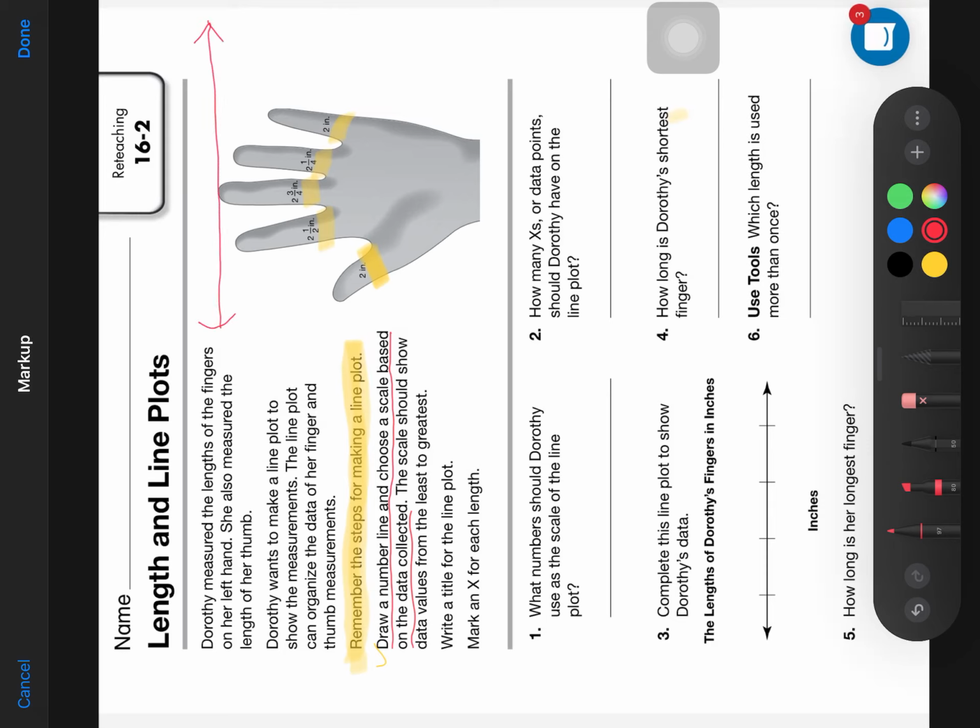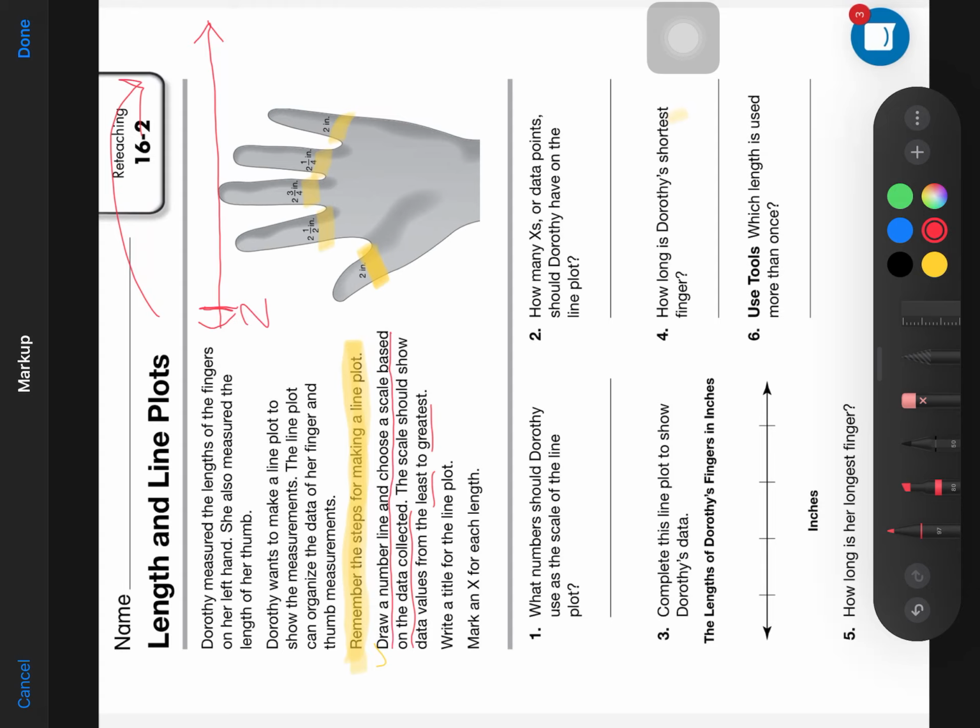I think I remember that all number lines start on the left with the smallest measurement, and then as you go to the right, the numbers get bigger, okay? So the scale should show data values from least to greatest. Oh, there you go. Here it tells us that we need to start with the least and go to the greatest. So her shortest finger is 2 inches. So I'm going to put 2 right here.